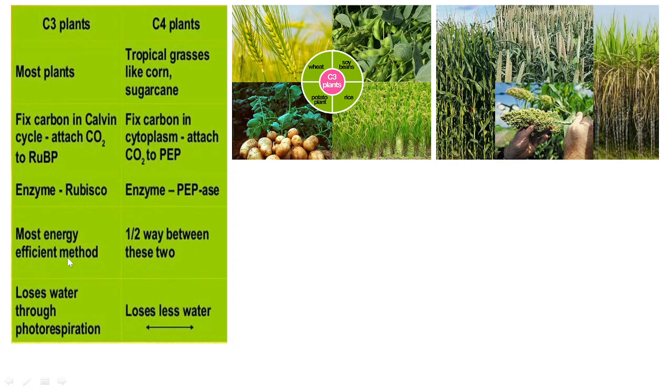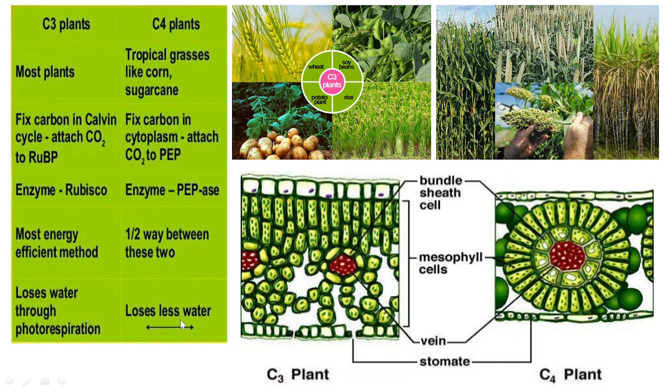It is the most energy efficient method, halfway between these two, and it loses less water through photorespiration. Now, photorespiration we will talk about in the next upcoming lecture. Now, it loses less water. The loss of water is less. Now here you can see the internal structures of C3 and C4 plants. This is C3 and this is C4 plants.